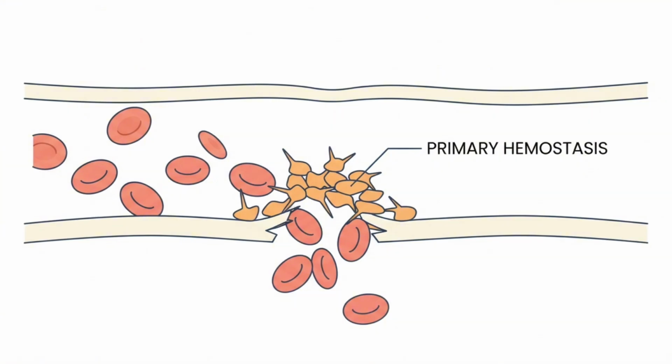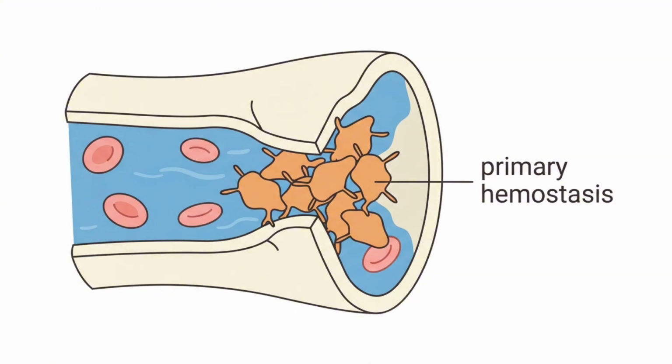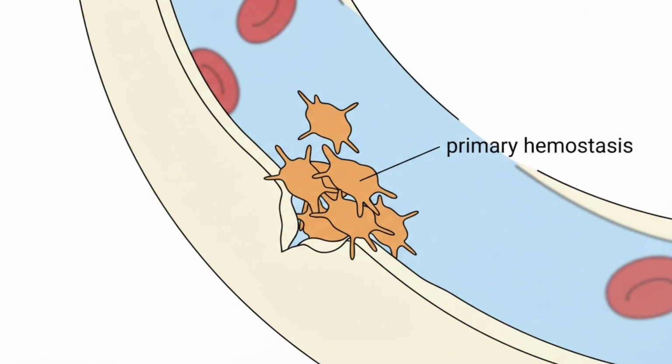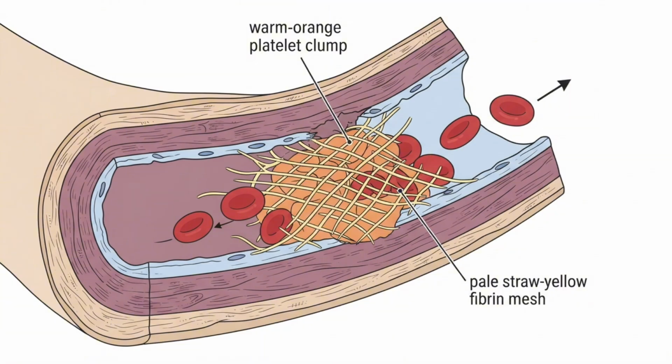That plug is only step one. Platelets then release chemical signals that summon plasma's clotting factors to build a tougher, more permanent mesh made of a protein called fibrin, reinforcing the patch the way a construction crew pours concrete over an initial emergency fix.